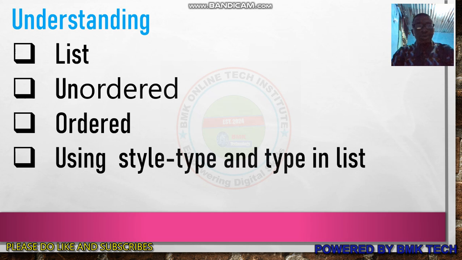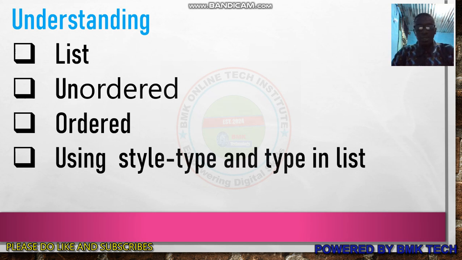So in today's topic, we'll be talking about lists, the types of list, which are unordered list and ordered list, using style type and type in list. The style type and type in list is a CSS attribute. We will be doing it at beginner level, so do understand that this HTML coding is very important for you, and it will do a lot for you, making you understand what programming is all about in the field of computer science.